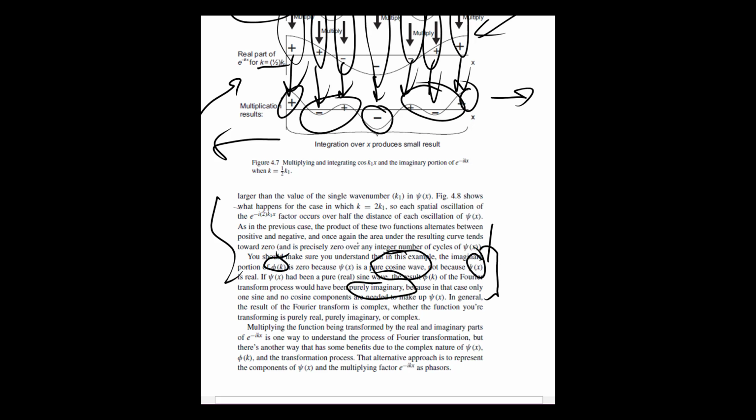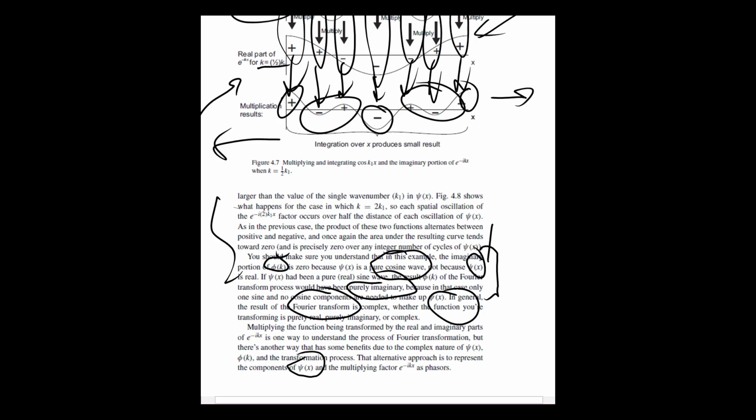So always remember, the result of the Fourier transform is in general complex, and how large the real or imaginary parts of phi of k are depends entirely on the function you're transforming. If psi of x has a lot of cosine in it, the real part of phi of k will be big. If it's got a lot of sine in it, the imaginary part of phi of k will be big.